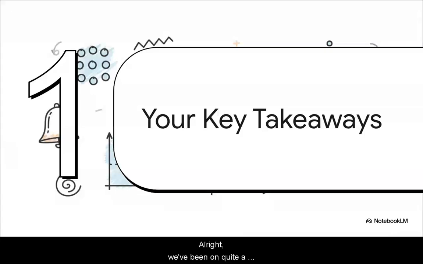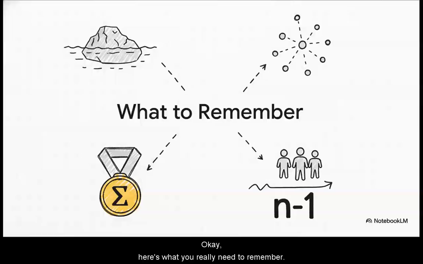All right, we've been on quite a journey, haven't we? From a simple question about cities to some pretty powerful statistical tools. Let's lock in all that learning and just boil it down to the key takeaways. Okay, here's what you really need to remember. First, the average alone is not enough. It only tells part of the story. Second, variability is the tool we use to measure the spread or consistency. Third, standard deviation is the most common and useful measure of that spread. And finally, and this is a big one, if you're working with samples, you have to use that special n-1 correction to get an unbiased, accurate estimate.